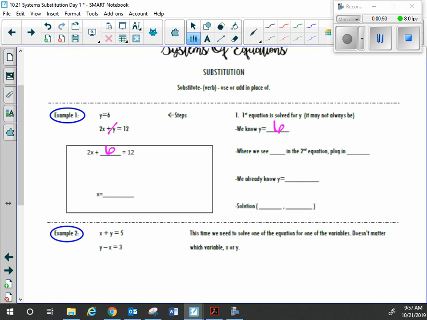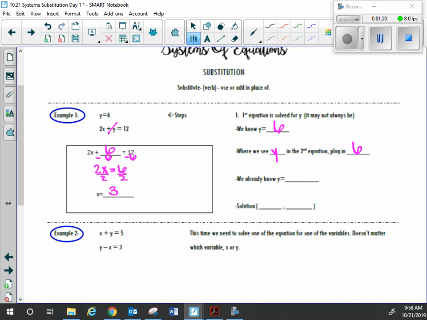Do I then have enough information to find x? Yeah, what do I need to do? Subtract 6. So 2x equals 6. So divide by 2, x is 3. So kind of filling in the right-hand side here, we knew that y was 6, so where we saw y in the second equation, we replaced it with 6.